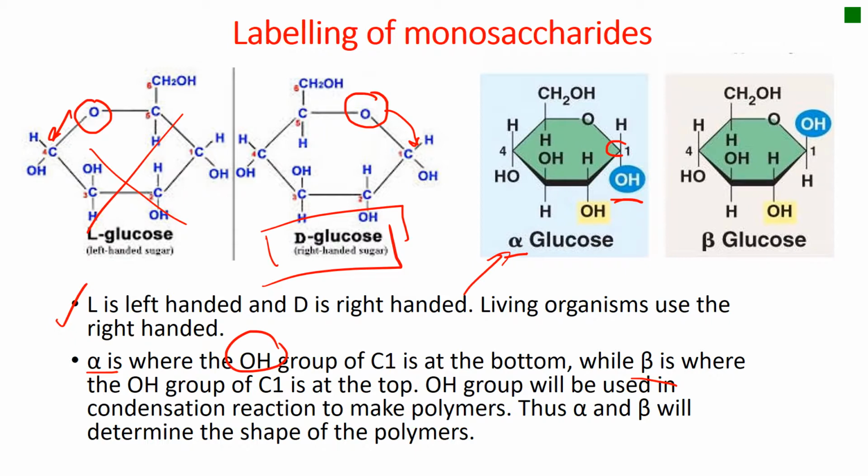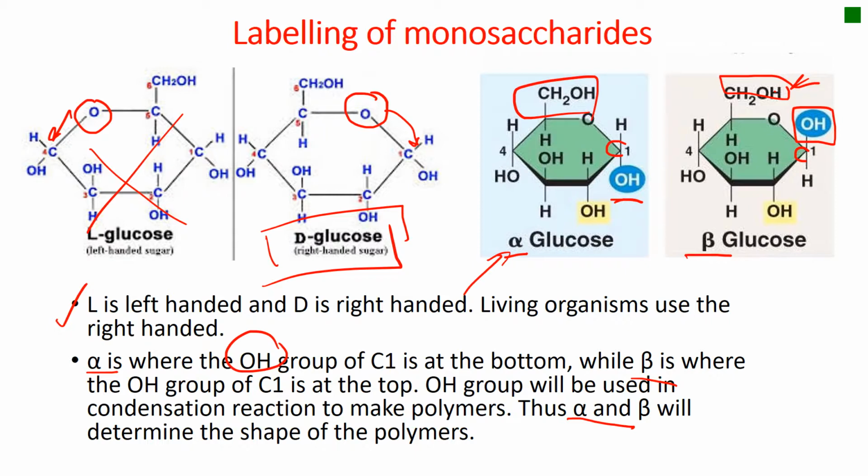While beta glucose is where the hydroxyl of carbon 1 is at the top. You can see from here, this is C1, and the hydroxyl is on the same side as the side chain, which is on the top. The hydroxyl group will be used in the condensation reaction to make polymers. Thus, alpha and beta will determine the shape of the polymer. So you will see why it is important to learn about the position of the hydroxyl, whether it is on the same side as the side chain on the top and becomes beta, or on the opposite of the side chain and becomes alpha.